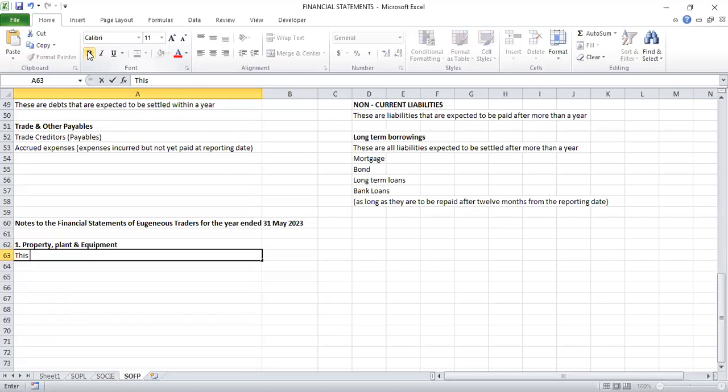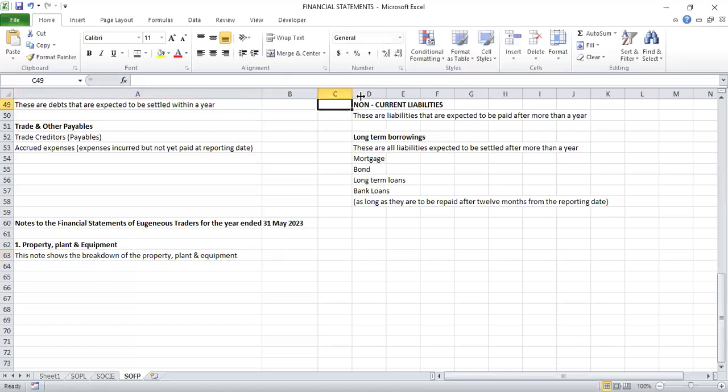This note shows the breakdown of the property, plant, and equipment. Remember, we said in the statement of financial position, you just show one figure, which shows all the property, plant, and equipment. But this note will now show you what are the items that are in property, plant, and equipment. So depending on the category, we will have the following categories here.